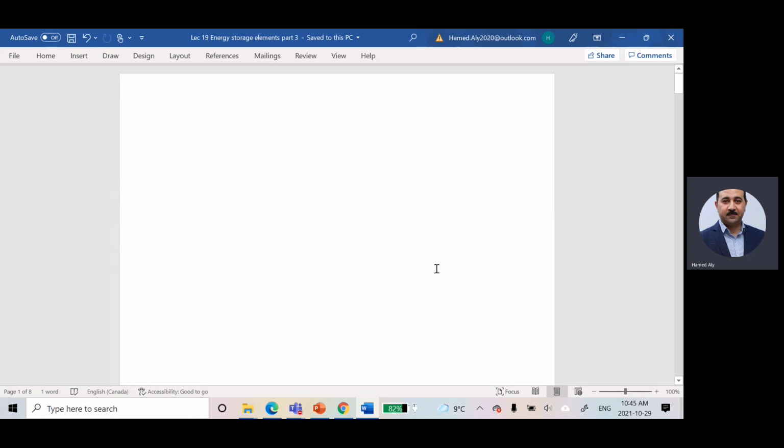In the previous class, I started talking about the inductor and the capacitor. And I told you that for the inductor or the capacitor or the resistor, I have 4 different equations. The equation for the voltage, the equation for the current, the equation for the power, and the equation for the energy. And I have to know all of these 4 equations.